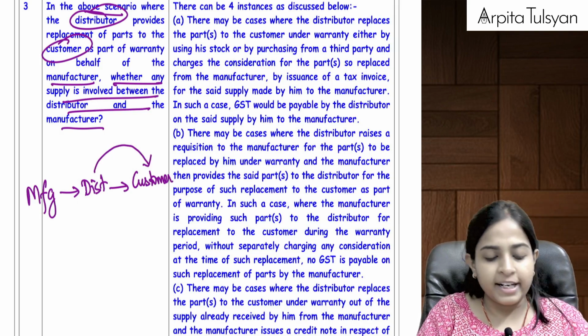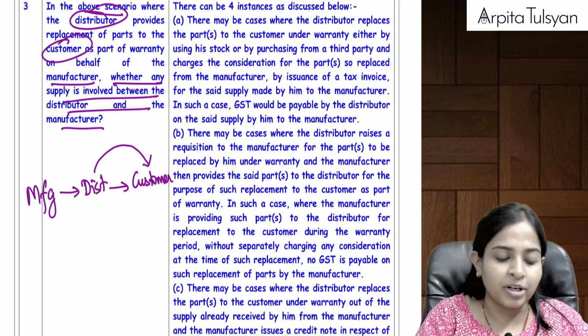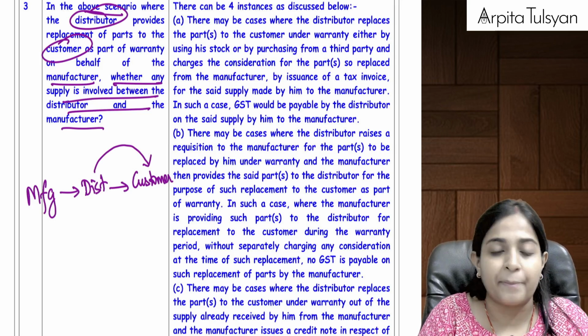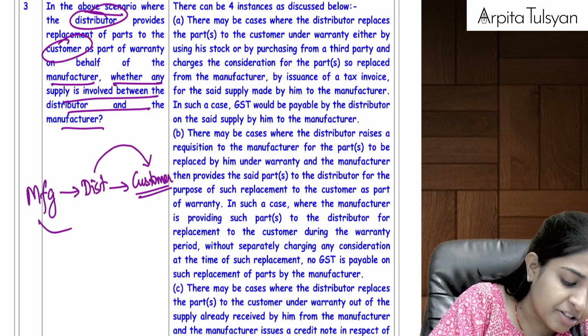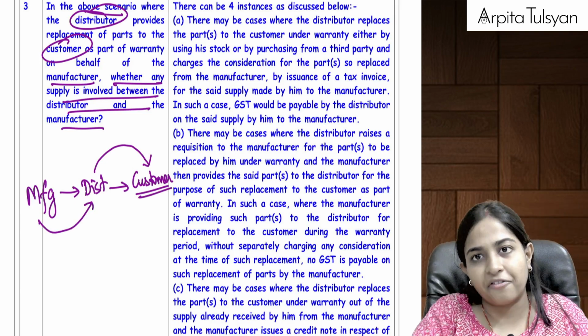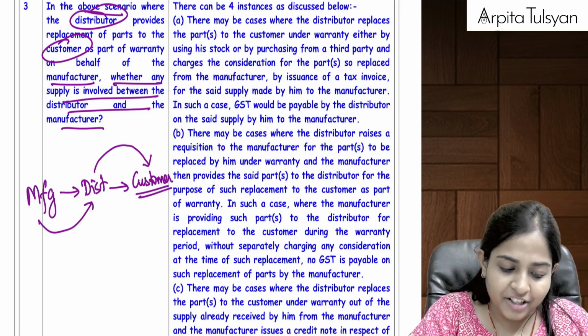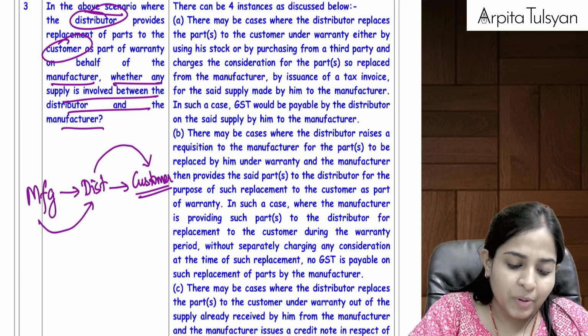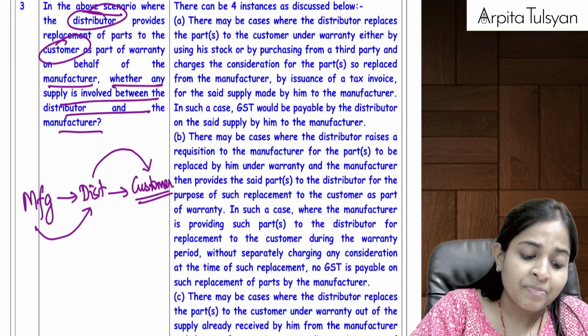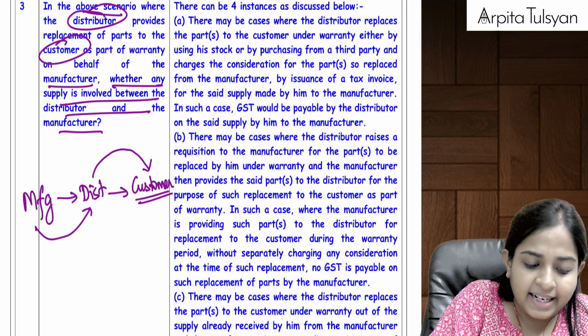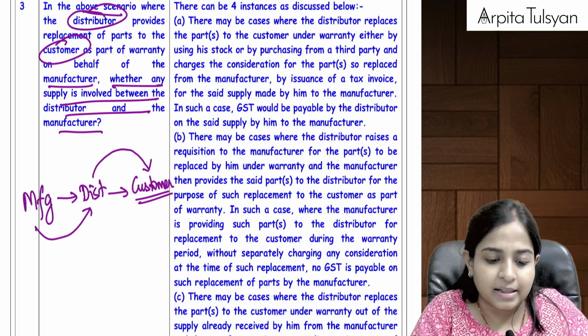Distributor gave the warranty to the customer. Okay, distributor did the free replacement, free repairs for the customer. But the distributor is doing this on whose behalf? The distributor is doing this on behalf of the manufacturer, right? So now in this case, they are telling that there can be multiple circumstances there.